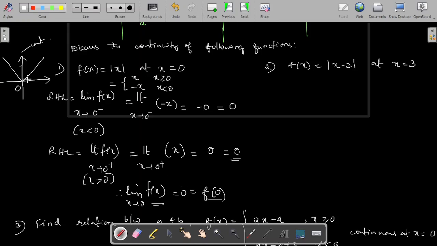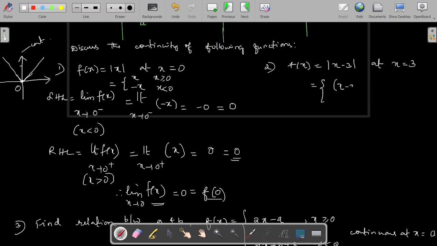equal to 0. From the graph we can see that at x equal to 0 there is no break in the graph, hence it is continuous. Similarly, now another function is mod of x minus 3 at x equal to 3. Modulus functions, you can remember, are all continuous functions. So it is x or x minus a, x minus 5, anything.